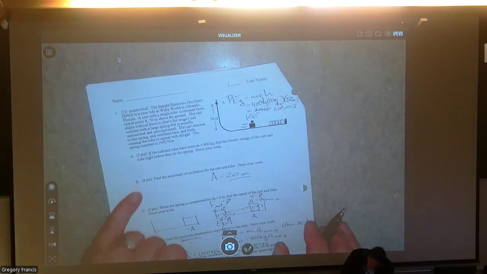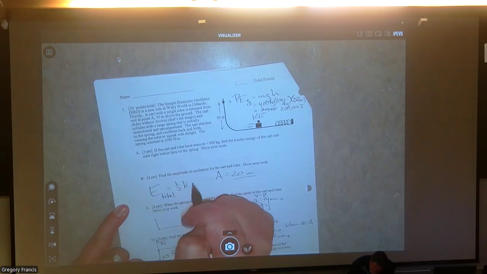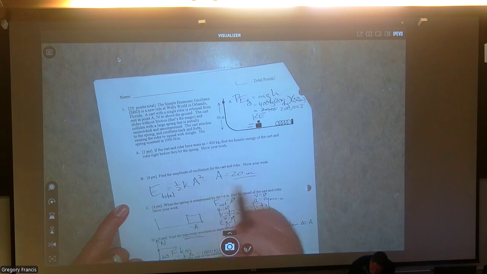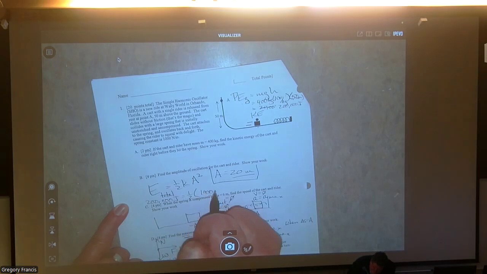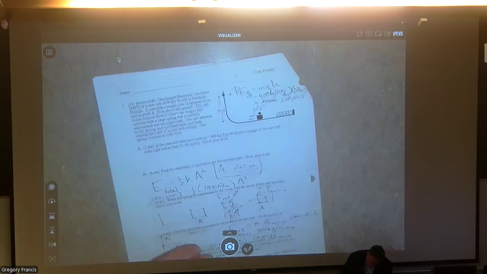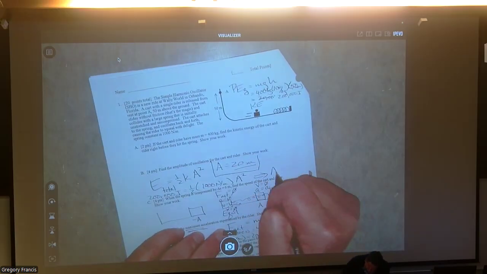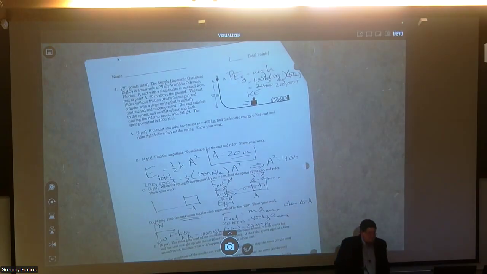And then I use my formula, where this is Ka squared, and solve for A. I put in 200,000 joules is equal to 1/2 times 1,000 per meter times A squared. And that's going to give me A squared is equal to 400. And I just take the square root.